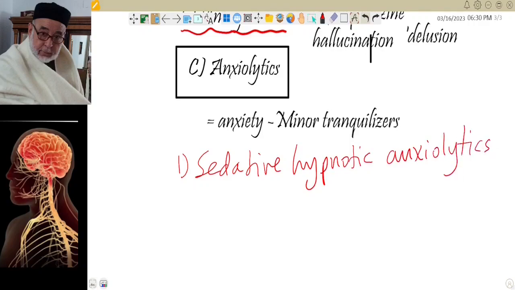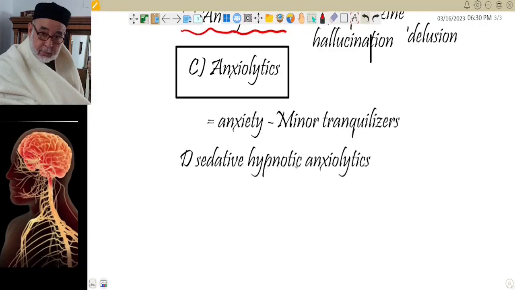Sedative hypnotic anxiolytics. These drugs are known as sedative hypnotic anxiolytics because they can produce sedation, plus in enough dose they can produce hypnosis. Sedation means calming. Hypnosis means sleep. And as well, in low doses, they can reduce anxiety, they can decrease anxiety.